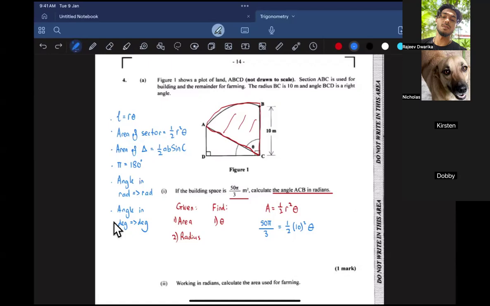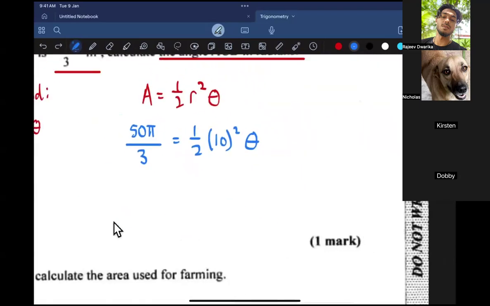Kira, did you find theta? No one has yet. Taking a little too long, I've got to share the answer and move on. Okay, so we have to simplify here. What can we do to simplify the right-hand side? What is a half by 10 squared? Can we simplify that?